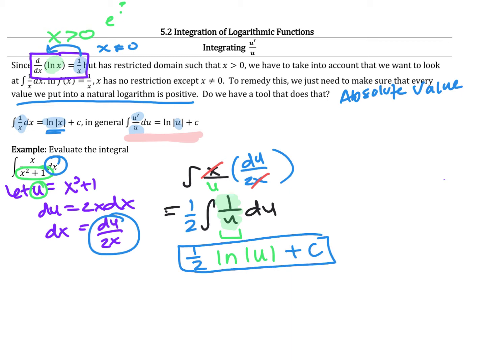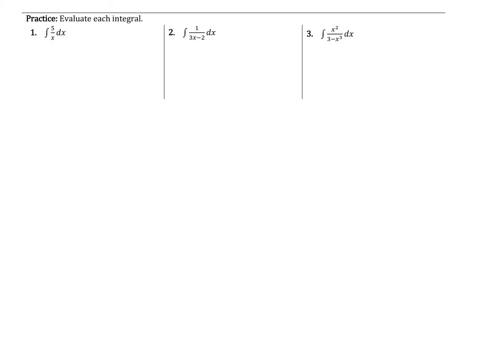So let's work through some more practice, but we're manipulating as needed so that we can use u substitution. If when we're using u substitution we end up with 1 over u, that's going to take us to natural log of the absolute value of u plus c.